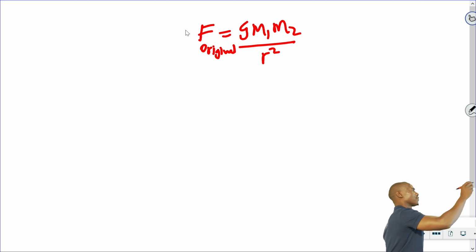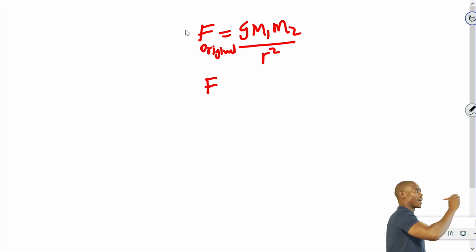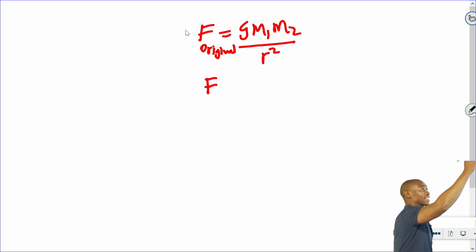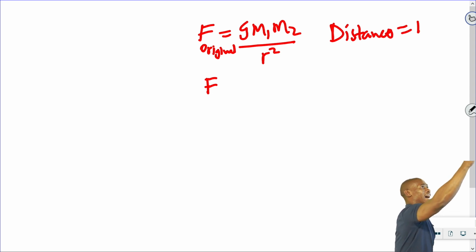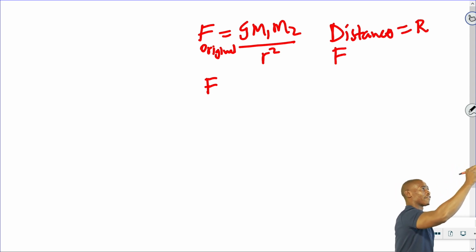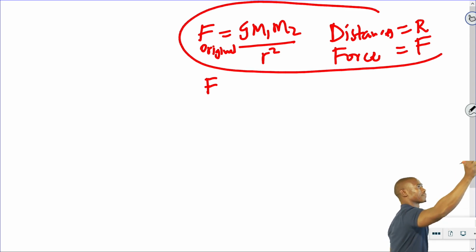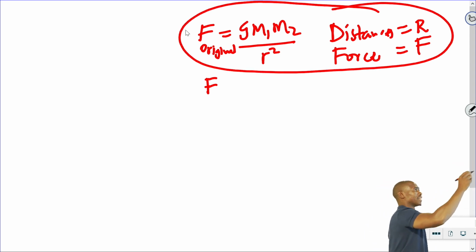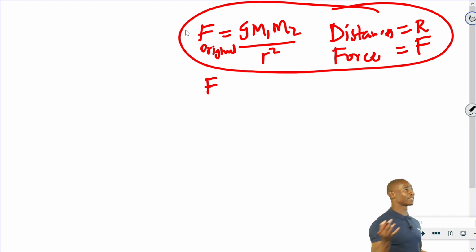Okay, now let's find F where the distance is r. So where the distance is r, the force is F, which is what we have here. Which means that even where there's r squared, I can substitute it by capital letter R.